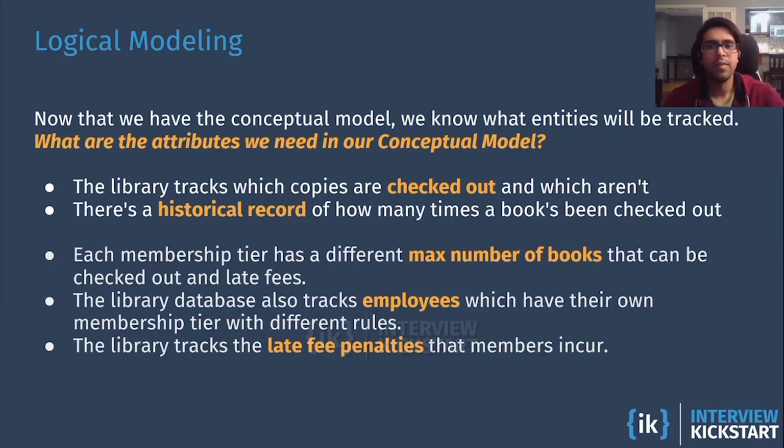So things like copies being checked out, the historical record, tell me about date attributes that are needed. The max number of books and late fee penalties are attributes for membership types. And employees having their own membership tier means you're going to have a join to the membership type dimension, right? So again, go back to our whiteboard and extend the conceptual model to add that in.